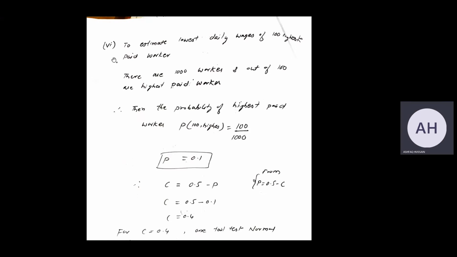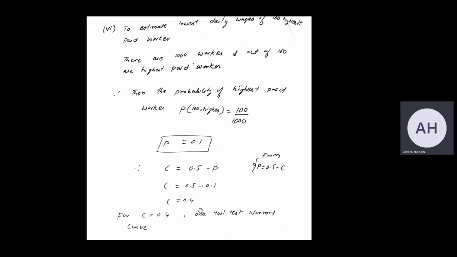Now the last one. The question is to estimate the lowest daily wages of the 100 highest paid workers. If you observe, there are 1,000 workers, and out of that we need to calculate the value for the 100 highest paid workers. So 100 out of 1,000, the probability of the highest paid worker is P is equal to 0.1. Slightly different here. Instead of calculating P, now we need to calculate C. We will use this equation P is equal to 0.5 minus C. If you rearrange, you will get C is equal to 0.5 minus P.